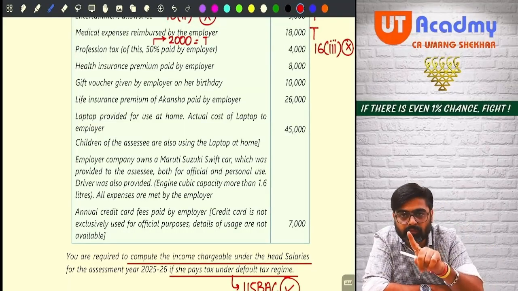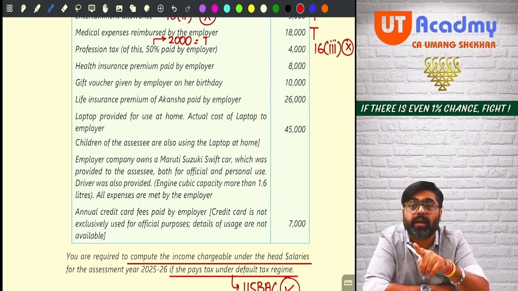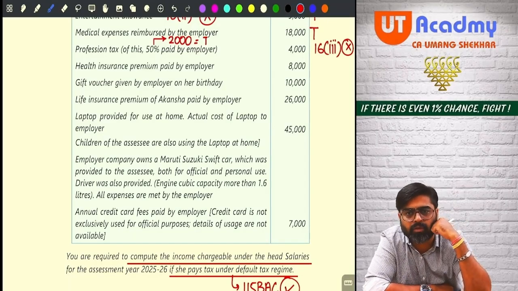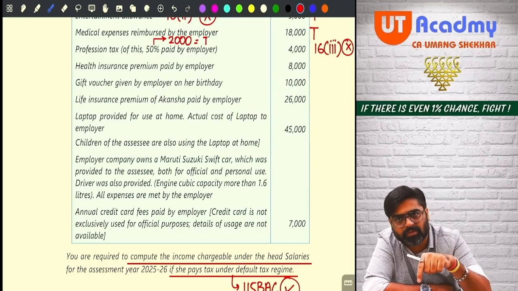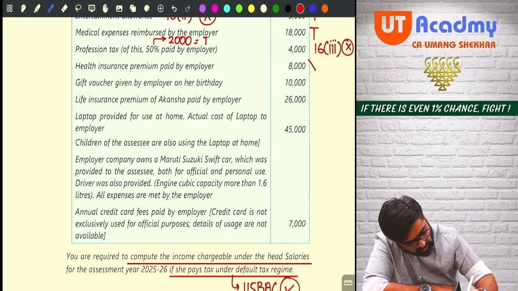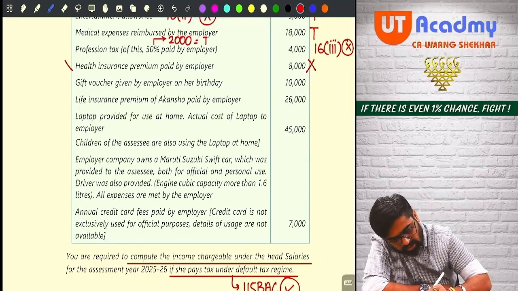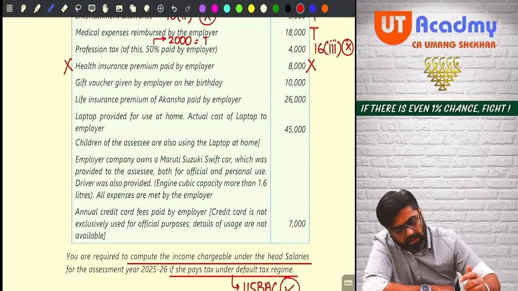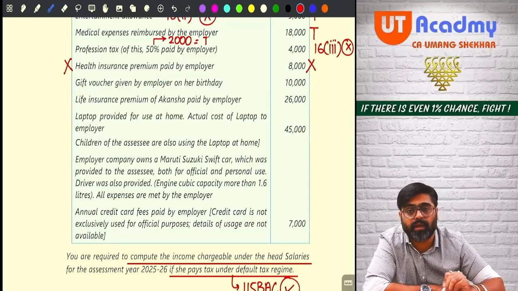So if the health insurance premium is paid by the employer, it must be paid for your health insurance policy only. Is it a taxable perquisite? No, it is a fully exempt perquisite, meaning that this 8,000 will not be taxable for her. This health insurance premium will not be taxable for her. Next one, gift voucher given by employer on her birthday.